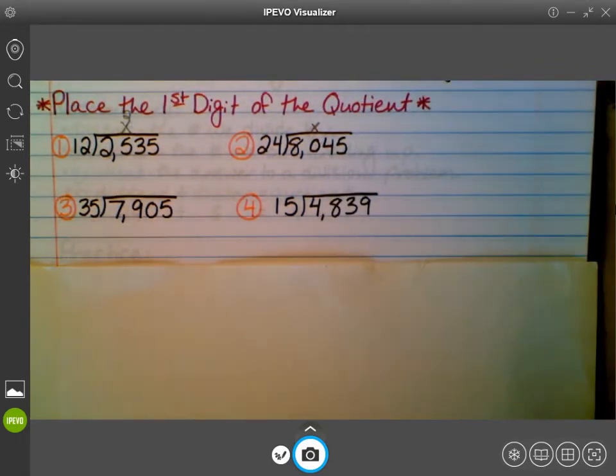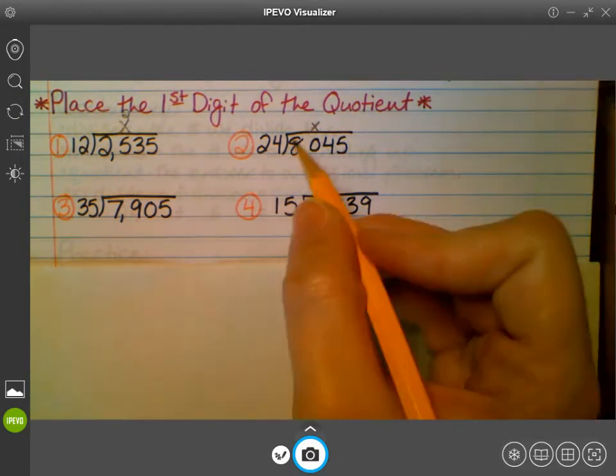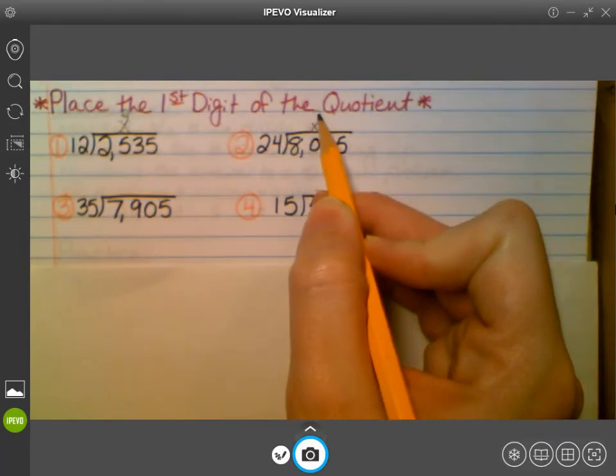And then we're going to take it a step further and ask, how many times does 24 go into 80? Show me on your hand. What do you think? How many times does 24 go into 80? Three times. I saw some 4s, but that would actually go over 80. So then we'll put our 3 above the X.